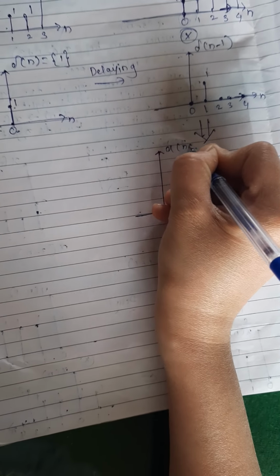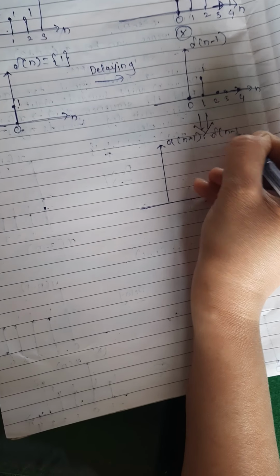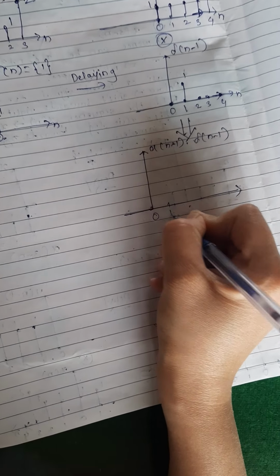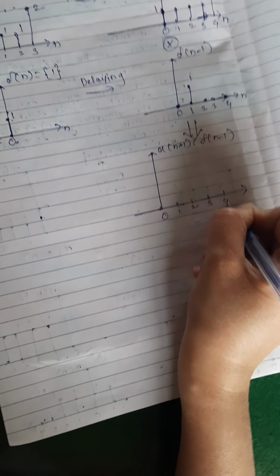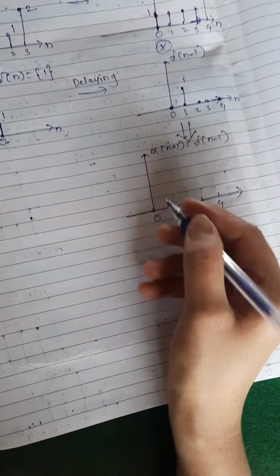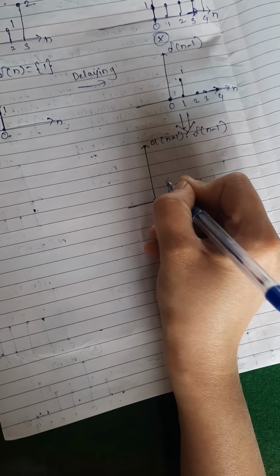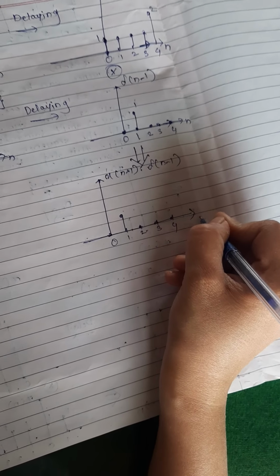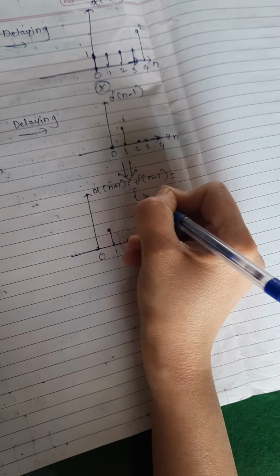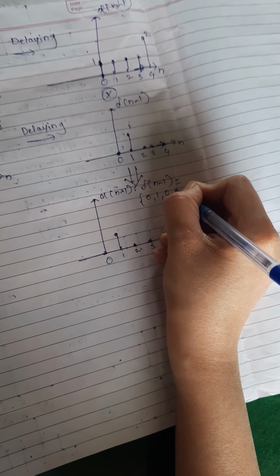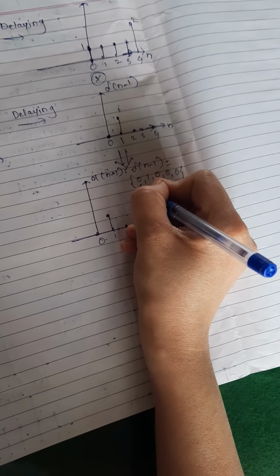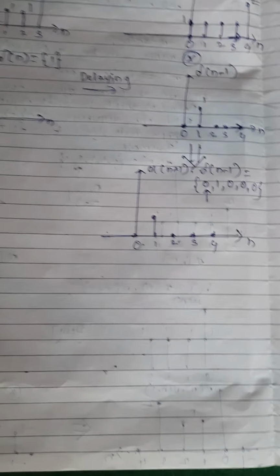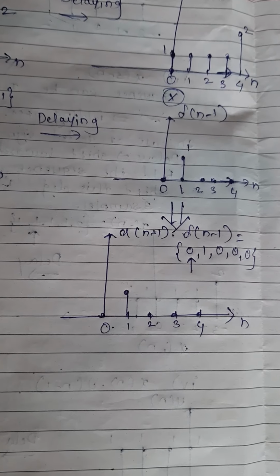So it is x of n minus 1 into delta of n minus 1. So it is 0, 1, 2, 3, 4. It is 0 into 1 is 0, at 1 it is 1 into 1, and at all other values it is 0, 0, 0. So we can denote this signal as 0, 1, 0, 0, 0. At 0, x of 0 is 0. So this is x of n minus 1 into delta of n minus 1.